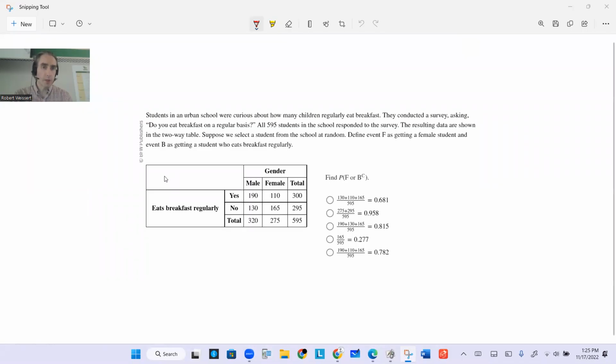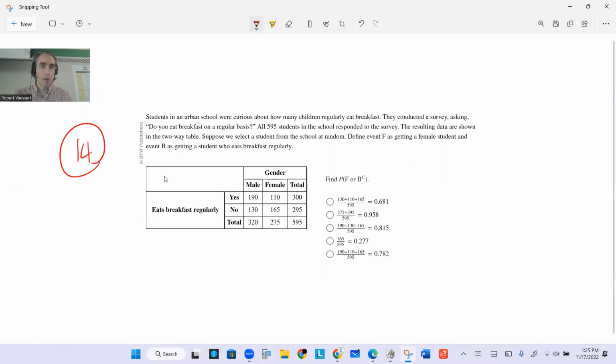All right, question number 14. Same scenario, we want to find the probability of F or BC. So remember the formula for OR, let's just review that formula real quick. It's going to be the sum of them minus the overlap.